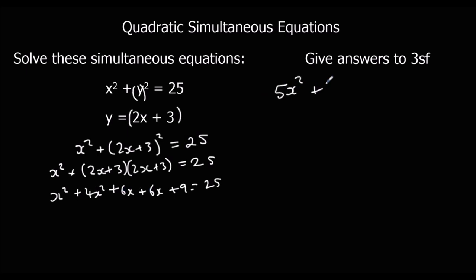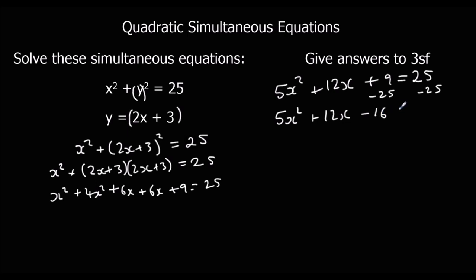6x plus 6x is 12x, plus 9 equals 25. Now I'm going to take 25 off of both sides to make it equal to 0, because it needs to be equal to 0 to solve the quadratic. That's minus 16 equals 0. Okay, so we've got a quadratic, so we can't factorize this.